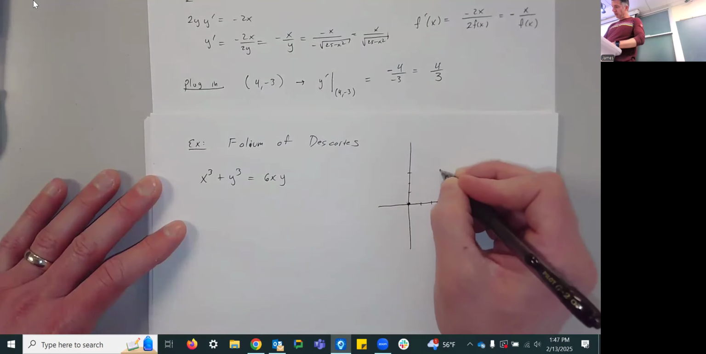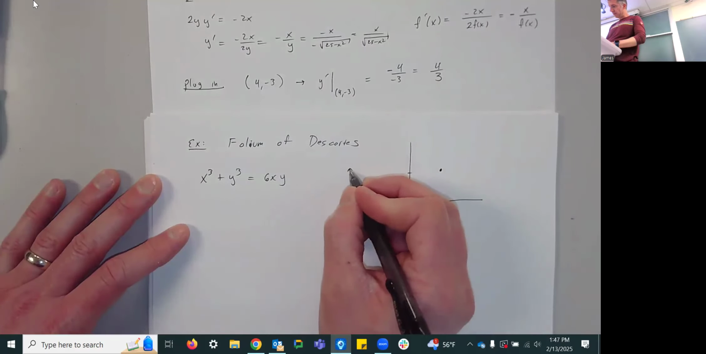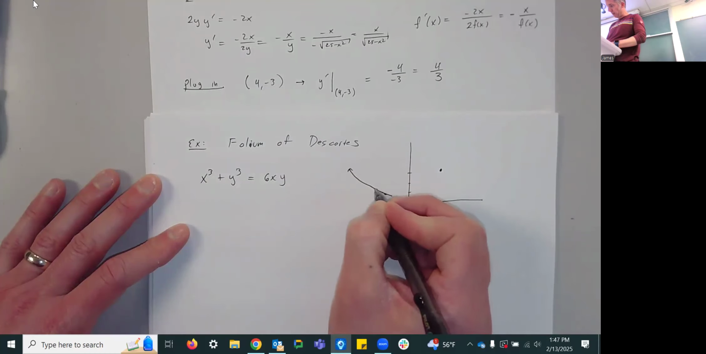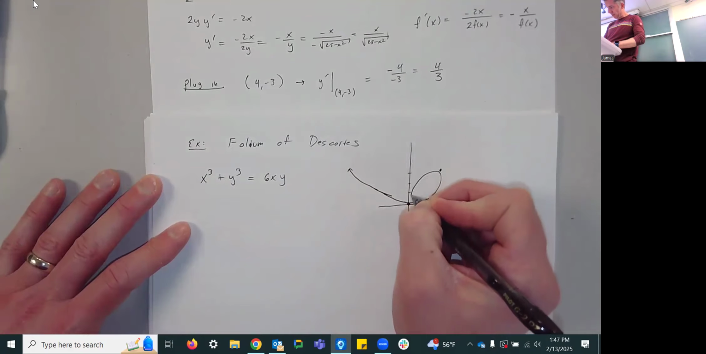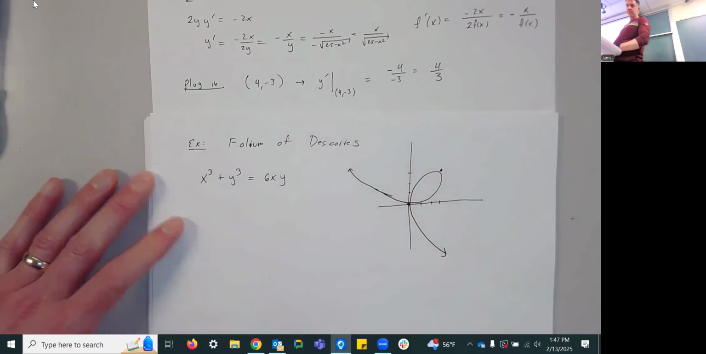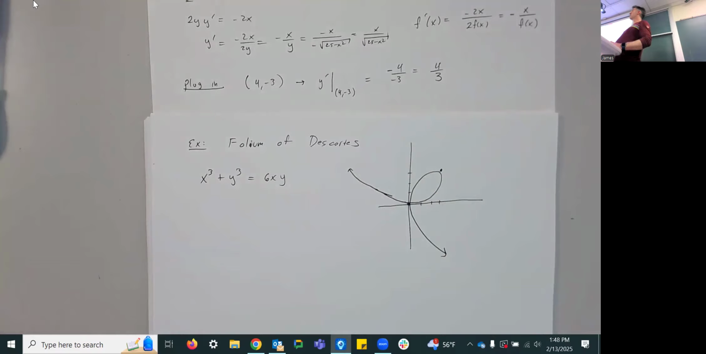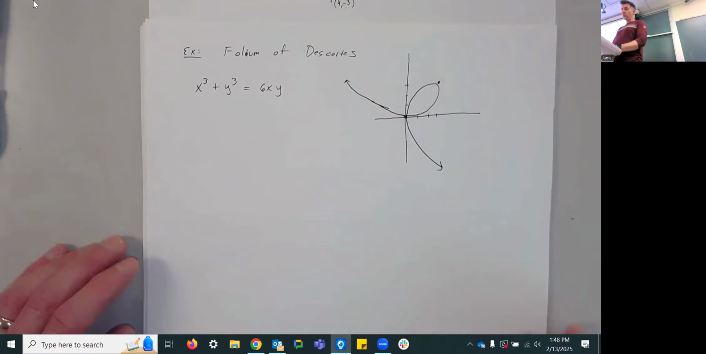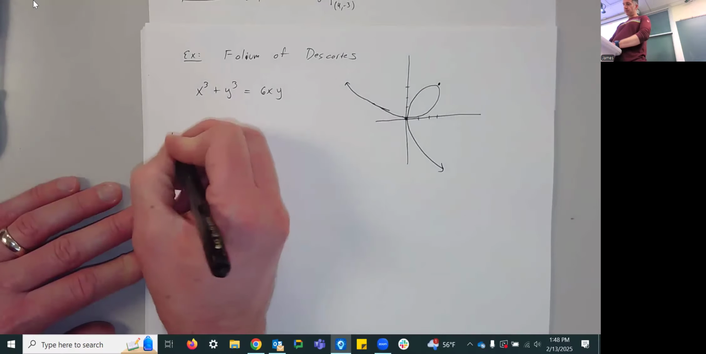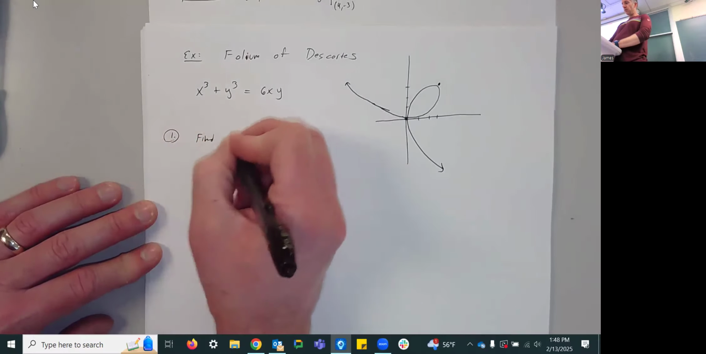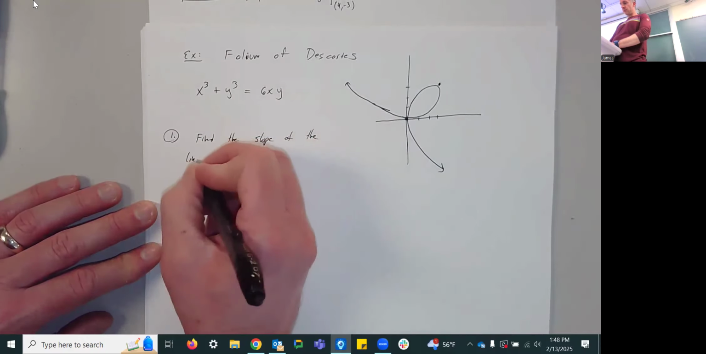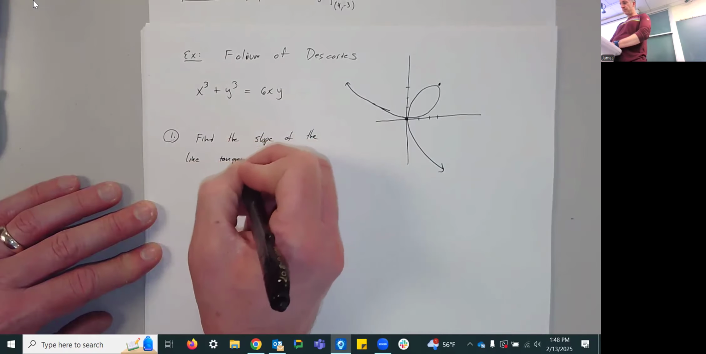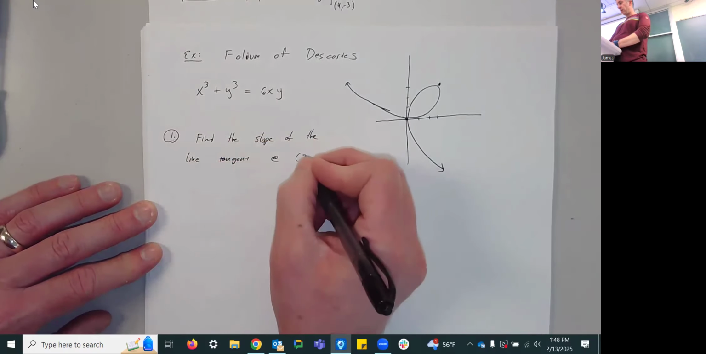And I'll do my best to draw it here. It looks kind of like this. Kind of being a stretch here. Kind of what it looks like. Clearly not a function. So we can ask questions like, find the slope of the line tangent at the only point we really know, 3, 3.